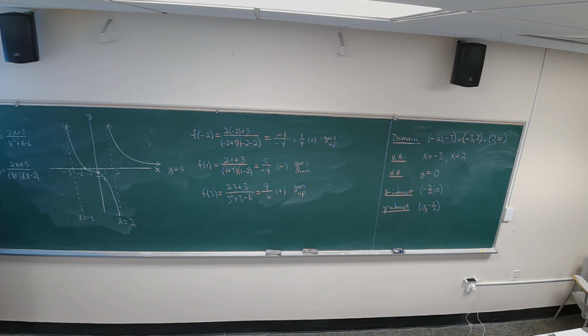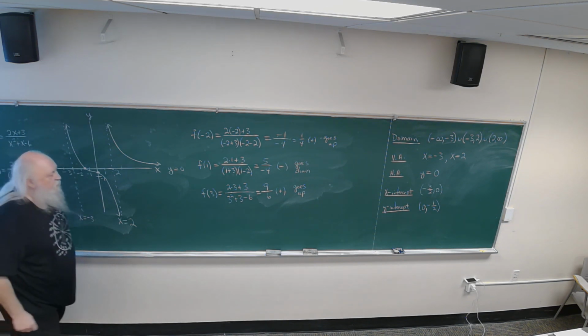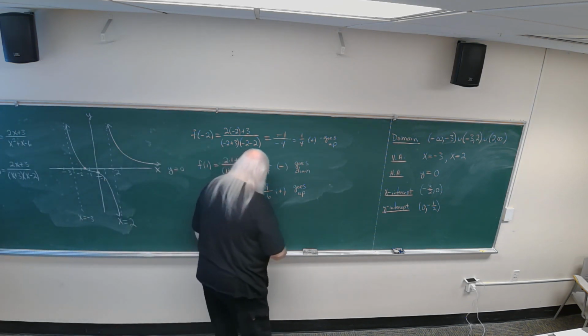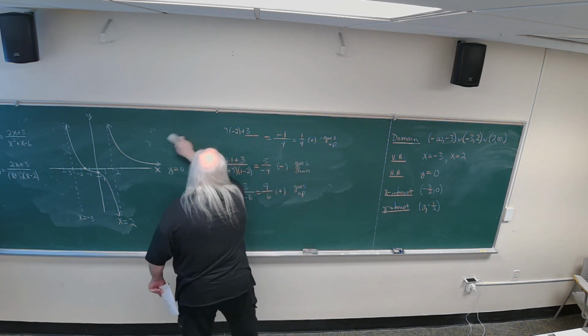Any questions on that? So to determine whether the graph goes up or goes down on each side of the vertical asymptote, you got to do the test. Okay. Now, to the left of x equals minus 3, right, is the number minus 4. So let's evaluate the function at x equals minus 4.